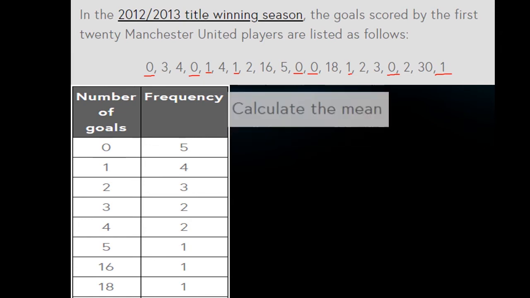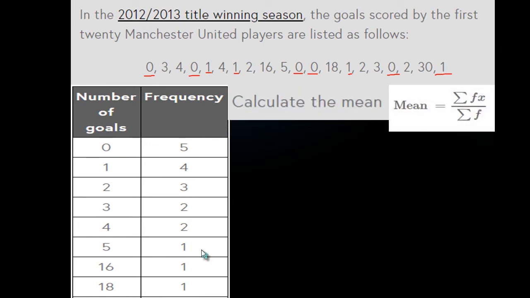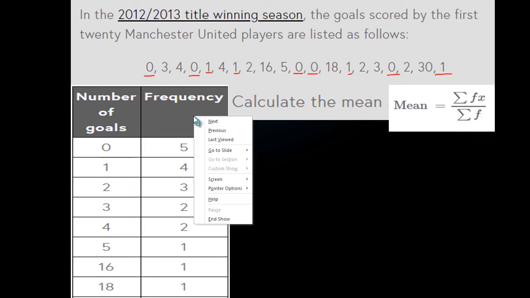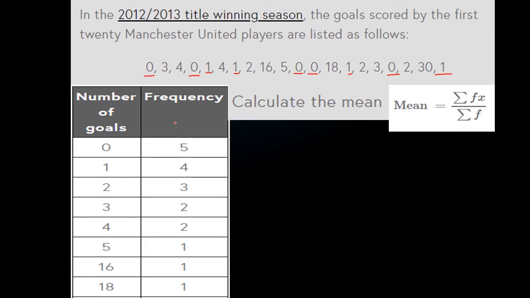After that, you have to use the formula to find the mean. Summation f means you add all the frequencies; this f shows the frequency. If you add all these values you will get your answer, summation f. And summation fx means first of all you have to find the value of fx, where x is your data value and f is your frequency. You have to multiply them.